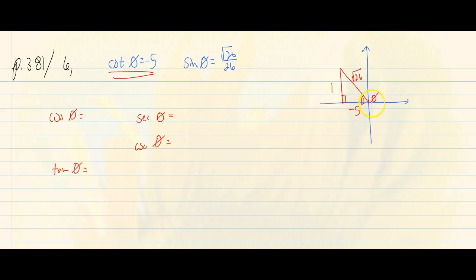The first one, the cosine of the angle is adjacent over hypotenuse. That's -5 over root 26. And if we rationalize that, that's -5 root 26 over 26. The secant is the reciprocal of that, so that would be a negative root 26 over 5. The cosecant is the reciprocal of sine, and sine was originally 1 over root 26, so this would be root 26 over 1. If I took the reciprocal of that, it would eventually come down to this. And then the tangent is the reciprocal of cotangent, that's -1/5, or opposite over adjacent.